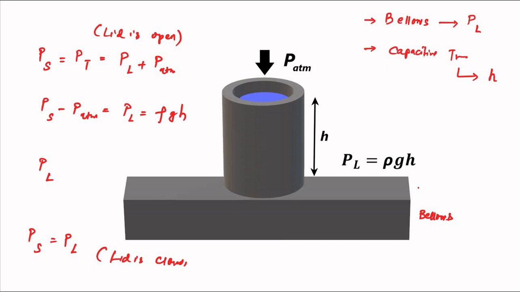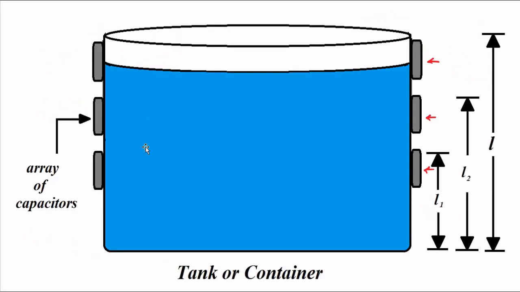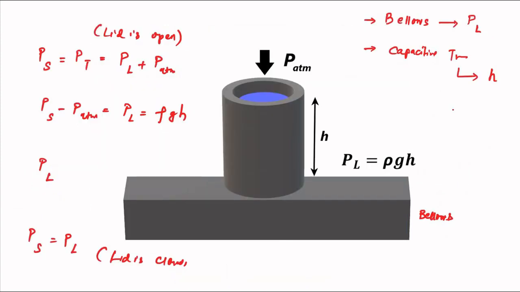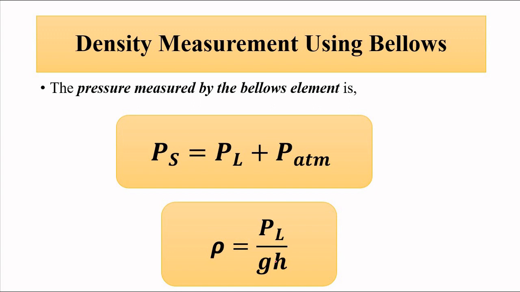So the bellows, they measure the liquid column pressure. The capacitive sensors, they measure the height of the liquid, the level of the liquid. So after we have got the height of the liquid and the pressure because of the liquid column, now we can calculate the density using this formula.